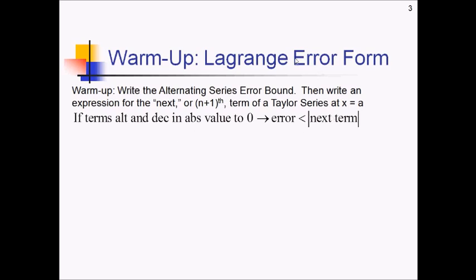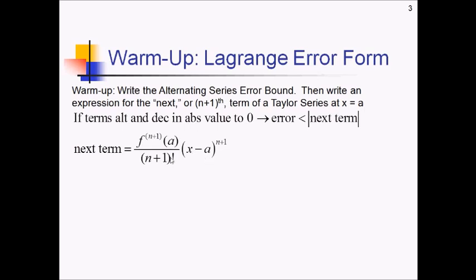Now for the next thing I want you to do, write an expression for the next or n plus 1th term of a Taylor series at x equals a. Alright, so using our general Taylor formula of the nth derivative over the nth factorial times x to the n, since this is the next term, we now want the n plus 1th derivative at a, whatever our center is, over n plus 1 factorial times x minus a, because it's centered at a, to the n plus 1. So this is actually what you're taking the absolute value of when you use alternating series error bound.